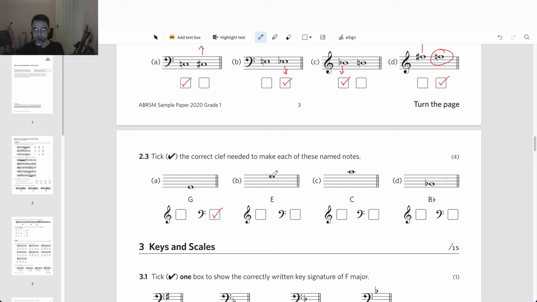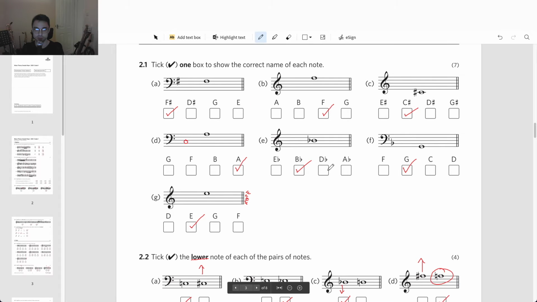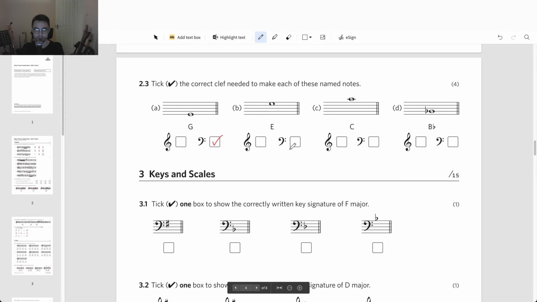How about this? In which clef is this E? I think we also had this. Yeah, we did. There it is. E. Remember, F-A-C-E, face in the space. So our answer is going to be treble clef. Treble clef. There it is. That is E in the treble clef.